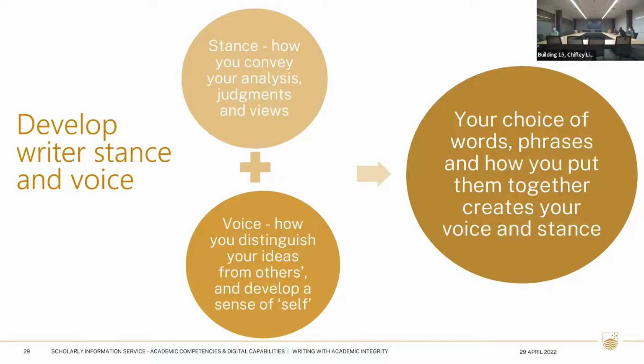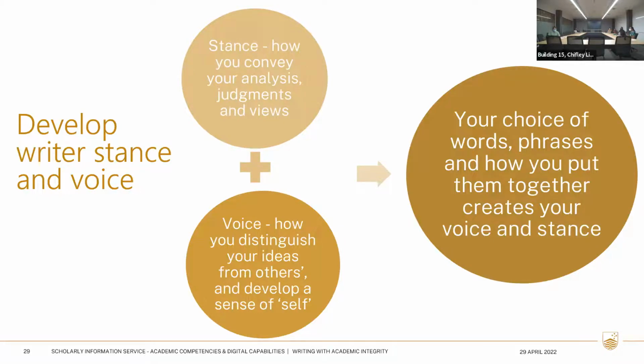In the last few minutes, I'd like to take a moment to talk about developing your writing stance and your voice. So stance refers to how you convey your analysis, your judgments, and your views. So in academic writing, regardless of whether it's an essay, a report, something else, it usually is about persuading your audience about something. So you need to be able to identify what the debate or the issue is and take a position within that. So that is your stance.